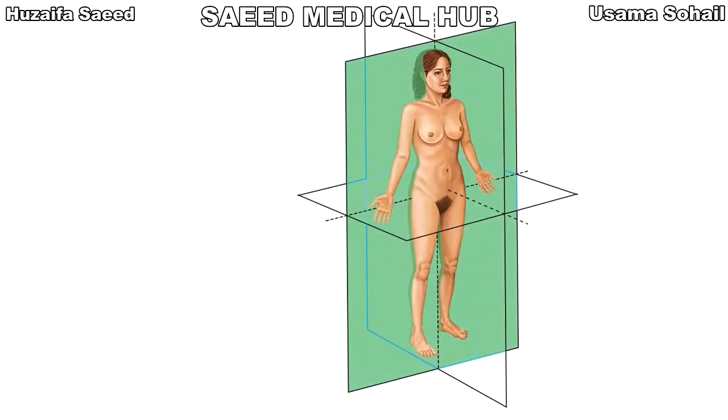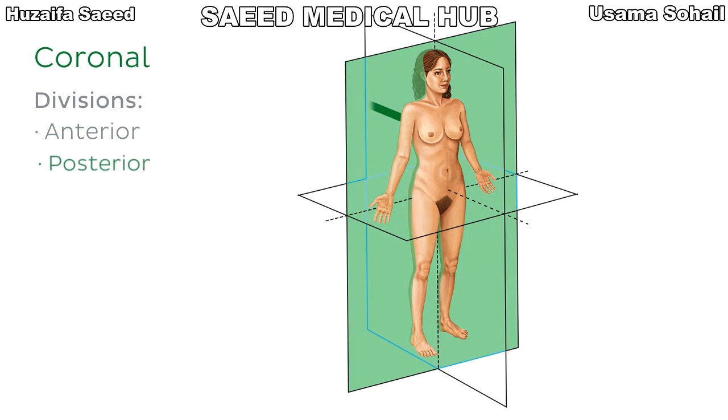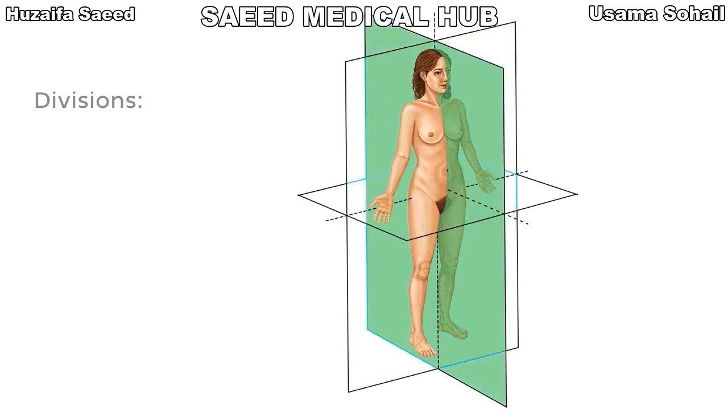Body planes are imaginary planes, or flat surfaces, that cut through and section the body while it's in the anatomical position. The first is the plane we can see highlighted in this image. This is the coronal plane. The coronal plane is a vertical plane that divides the body into anterior and posterior parts. Now what we can see highlighted is another vertical plane, but this time dividing the body into left and right parts. This is called the sagittal plane.